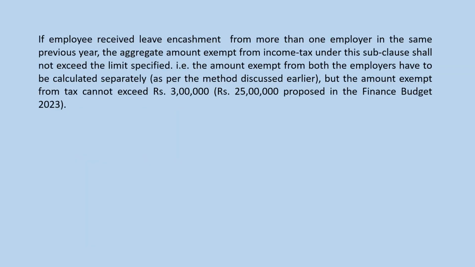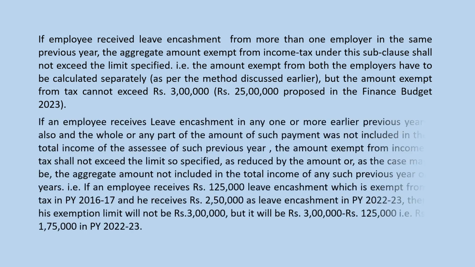If an employee receives leave encashment from more than one employer in the same previous year, the aggregate amount exempt from income tax under this subclause shall not exceed the limit specified. That is, the amount exempt from both the employers has to be calculated separately as per the method discussed earlier, but the amount exempt from tax cannot exceed rupees 3 lakh or rupees 25 lakh proposed in the Finance Budget 2023.